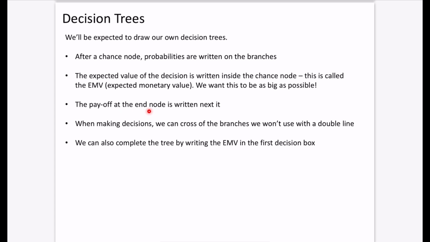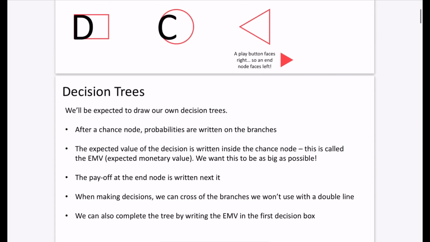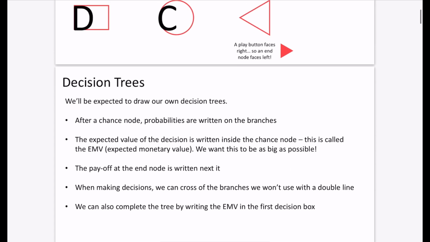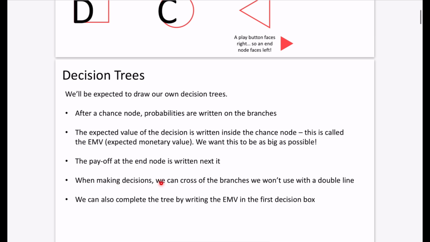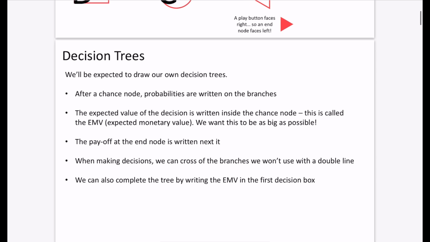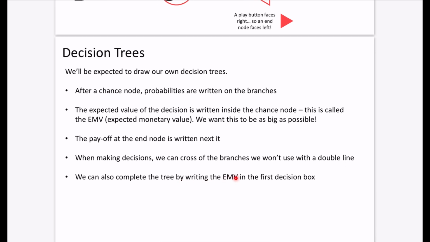The payoff at the end node is just written next to it. And when making decisions, we can actually cross off the branches we don't use with a double line. So when we first draw the tree, we don't cross any of them off. But when we're then being told to actually make a decision, we can cross off the branches that are not going to be used. And we can also complete the tree by writing the EMV in the first decision box once we've actually gone about the decisions that have been made, okay?